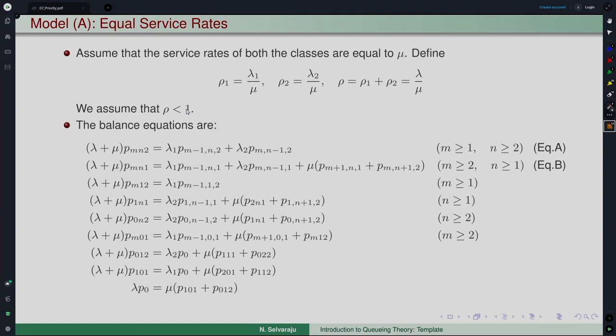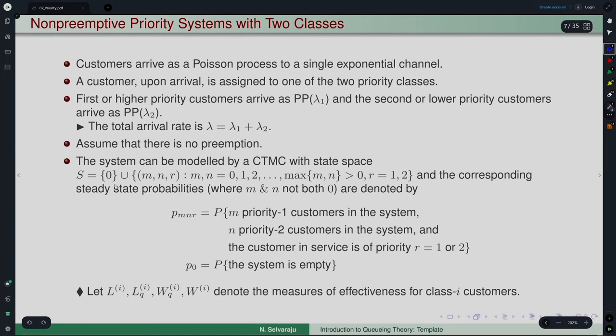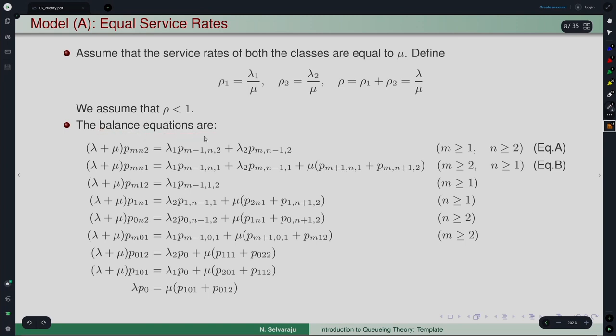Now, once we have this as the state space, we can write the balance equations corresponding to the different states in the state space. The generic ones we are calling equation A and equation B, which correspond to a general state of m greater than or equal to 1 and n greater than or equal to 2, and m greater than or equal to 2, n greater than or equal to 1. This is the general one. The third subscript denotes which priority customer is currently being served, as we already noted.